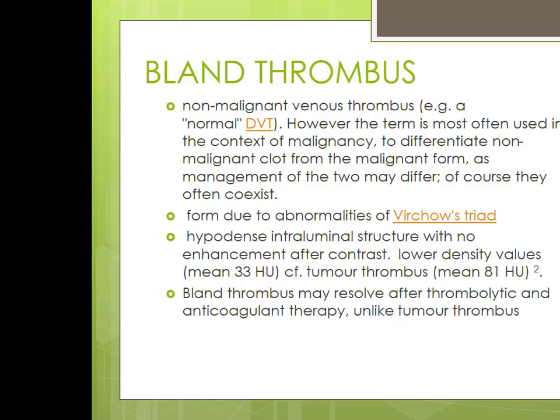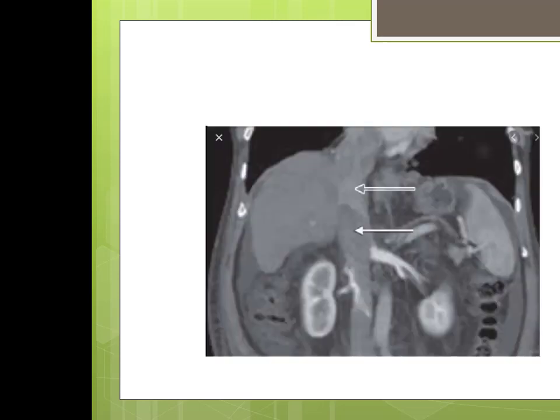The remarkable feature of bland thrombus on CT is that it has enhancement of 33 Hounsfield units, whereas the tumor thrombus shows enhancement of up to 81 Hounsfield units. The treatment of bland thrombus is anticoagulant therapy or thrombolytic therapy. This is the image of a bland thrombus, and you can see there is less contrast enhancement. It is not a tumor thrombus.